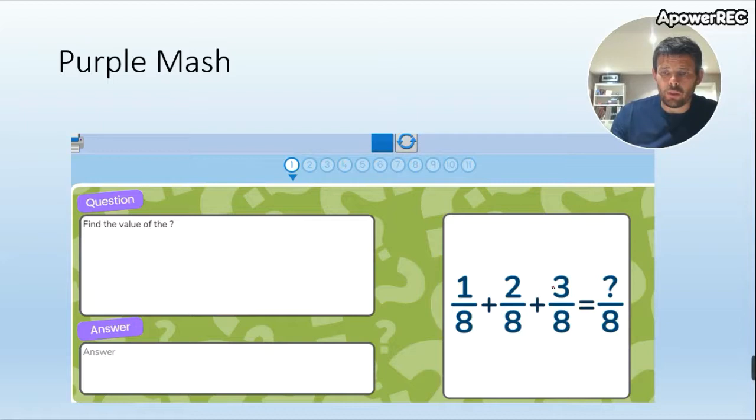1/8 plus 2/8 plus 3/8 equals. We know that our denominator is the same, so we can just add our numerators. 1 plus 2 is 3, 3 plus 3 is 6. So our answer would just be 6 because they're just looking for the missing digit. You don't need to try and write 6/8. Just write a single digit which represents what is the missing number from the question mark.